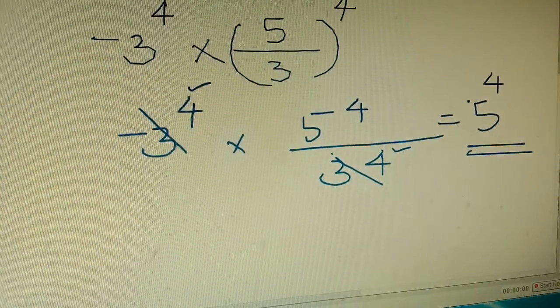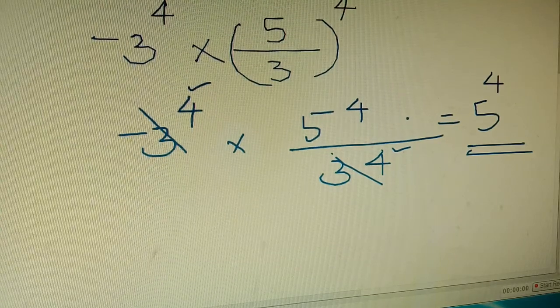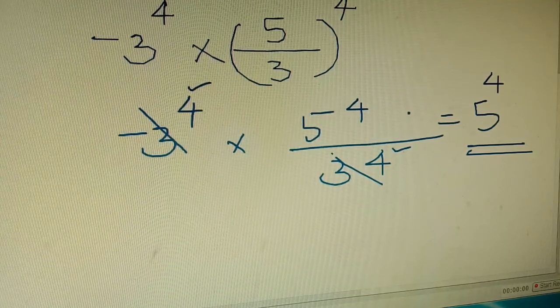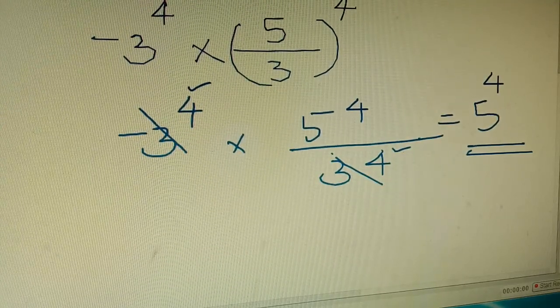Okay, so by using these laws of exponents, we can simplify any of the exponential forms. So those questions we can do in the next class.